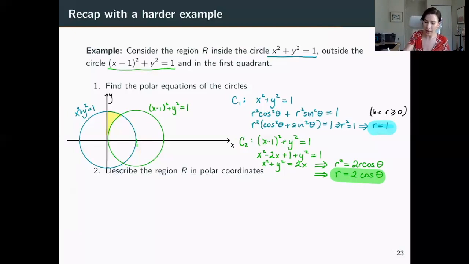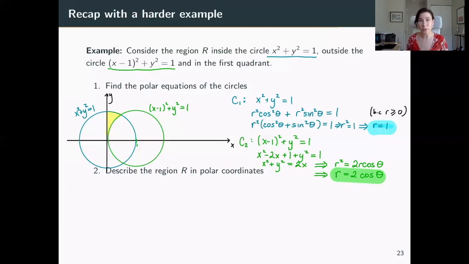We know that x² + y² should be equal to r², and then I end up getting that 2x giving me 2r cos theta. Dividing both sides by r, we end up with r equal to 2 cos theta as the polar equation for the green circle. From here, we want to describe this region in polar coordinates.